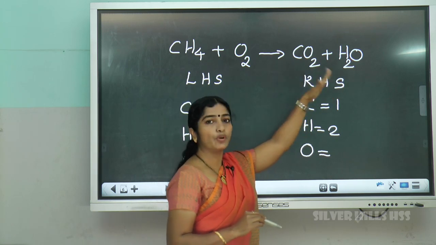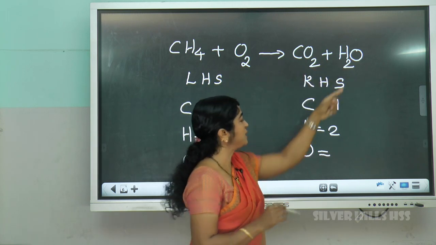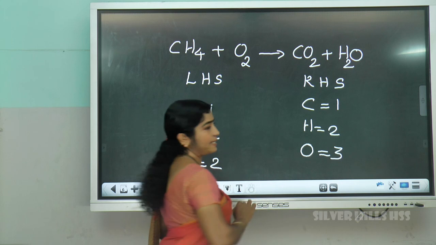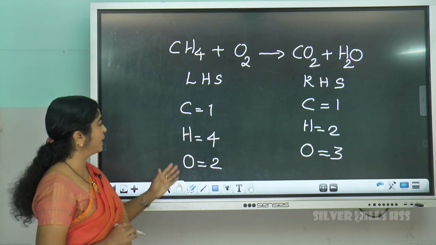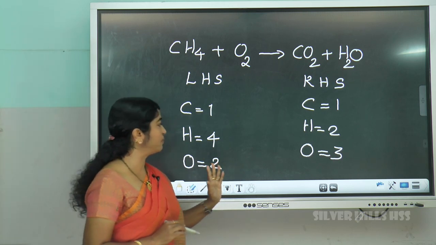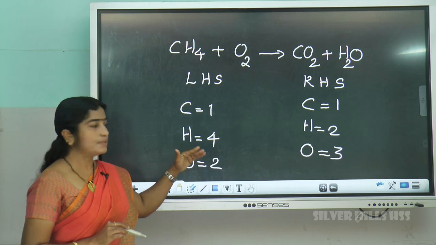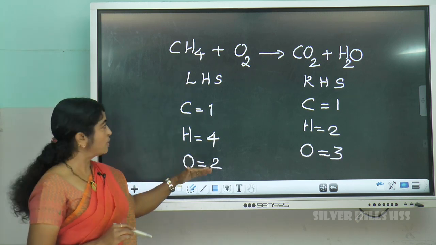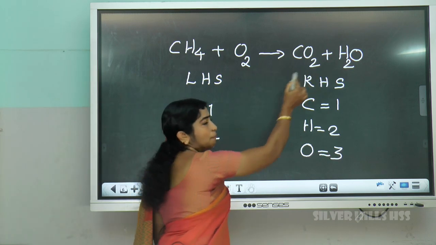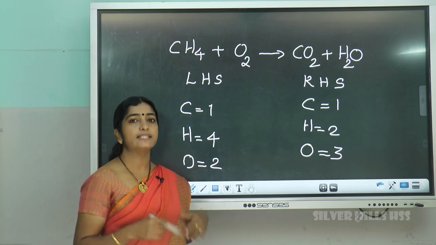So you have to take the total number of oxygen atoms. Here it is 2, here it is 1. So 2 plus 1, oxygen 3 atoms are there. Then let us see how to balance this. Carbon is balanced, hydrogen is not balanced, and oxygen is also not balanced. So we have to balance hydrogen and oxygen. First we balance hydrogen, because oxygen is present in these 2 compounds. When an atom is present in 2 compounds, you balance that last.